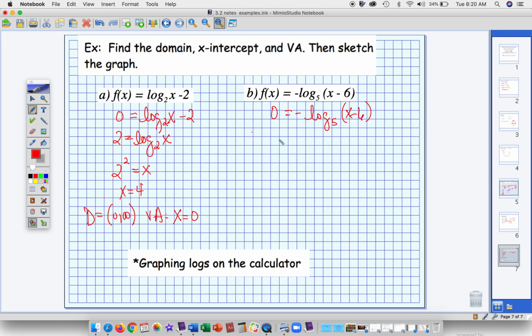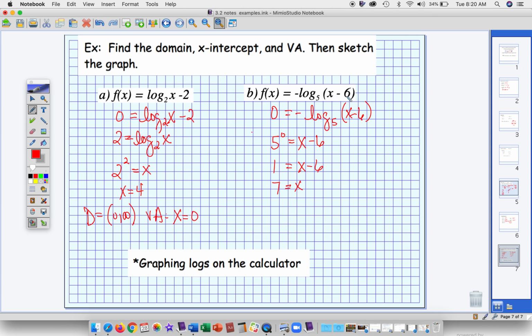So it's 5 to the 0 is equal to x minus 6. And now I can drop the parentheses. Anything to the 0 power is 1. And then when I add that 6 to the other side, I get the 7. So there's my x-intercept, x equal to 7.